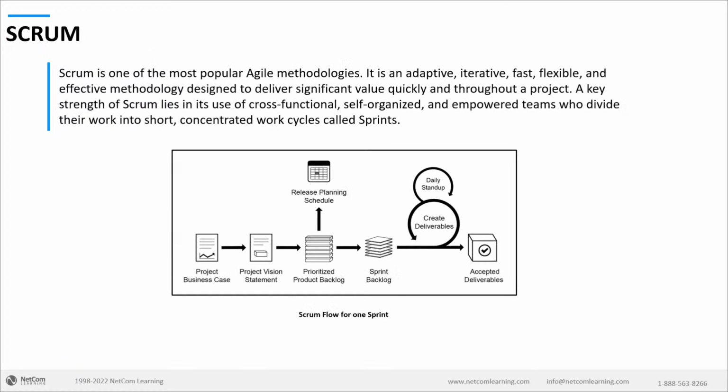Next, Scrum. This is the one which is most popular. Scrum is one of the most popular agile methodologies. It is an adaptive, iterative, fast, flexible, and effective methodology designed to deliver significant value quickly and throughout the project. And there's a proper life cycle that has been designed for Scrum. Definition of roles are being created.